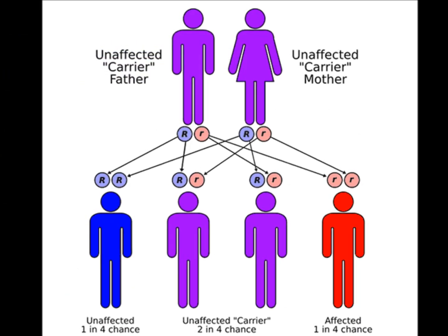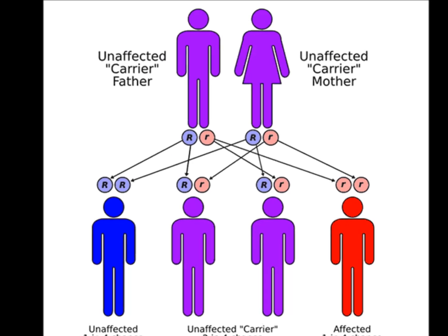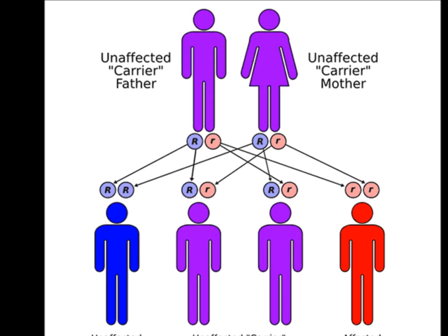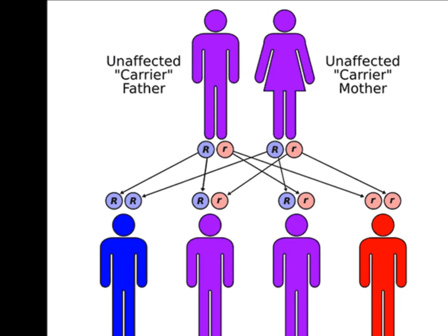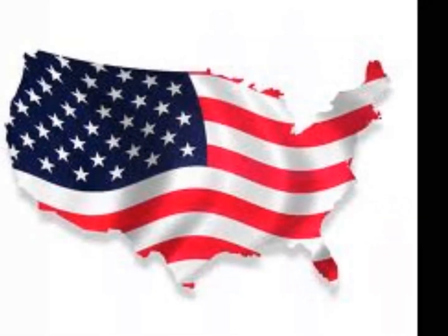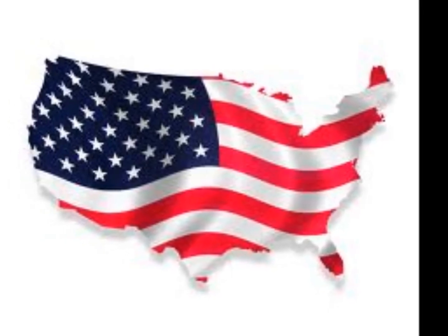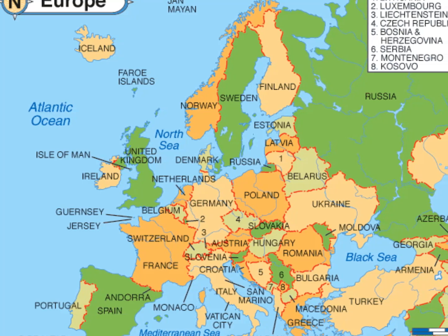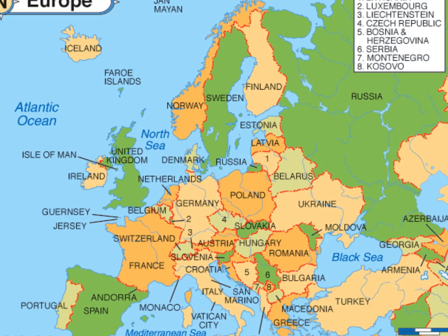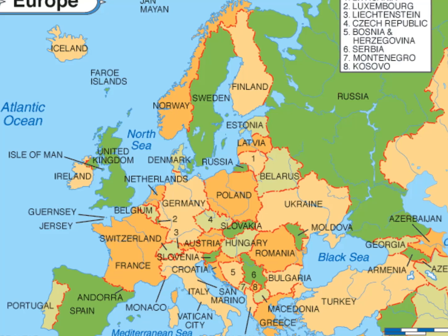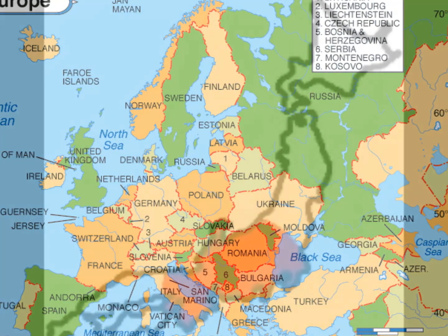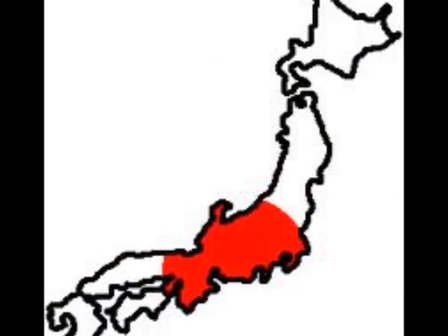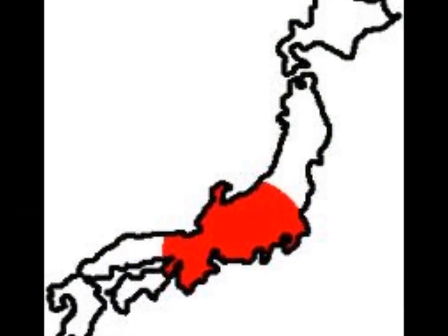PKU is inherited in an autosomal recessive manner. This means that individuals with PKU must carry two defective alleles of the gene. In the United States, PKU occurs in 1 in 15,000 newborns. Some ethnic groups have higher rates. Turks, for example, have a 1 in 2,600, and Irish have a 1 in 4,500. Whereas the Japanese have a lower rate of 1 in 143,000.